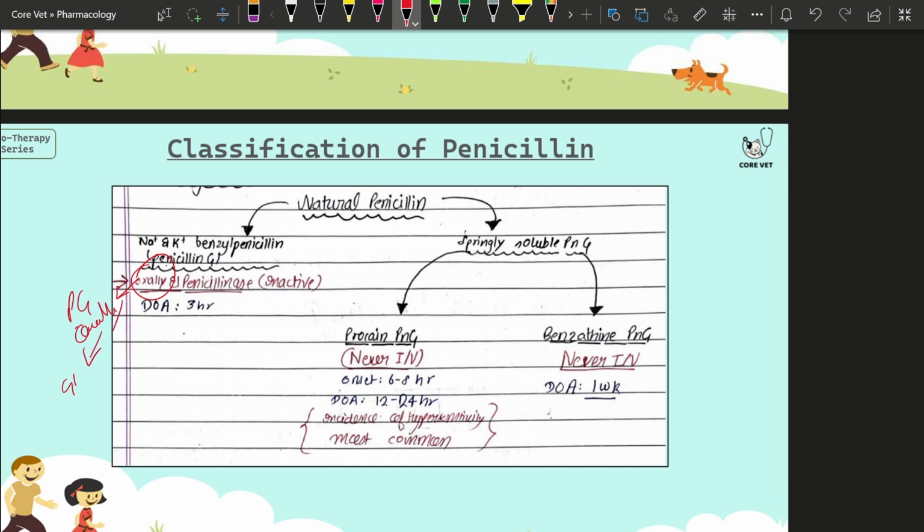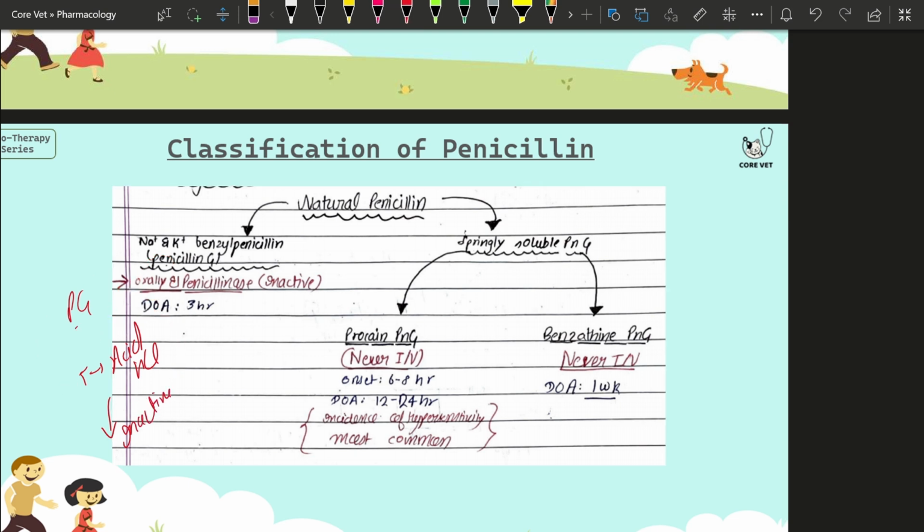So when we give penicillin G orally, obviously in the GIT there is an acid, HCl, so it will be inactivated, right? Penicillin G is inactivated in the presence of any acidic pH, because it is acid labile. The duration of action for penicillin G is about 3 hours.